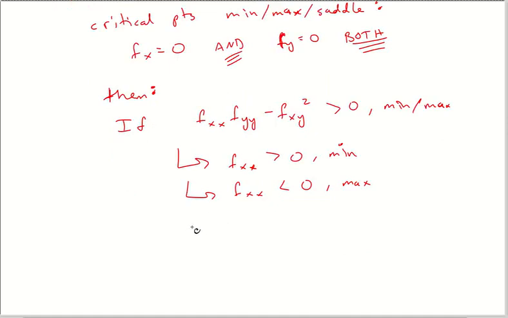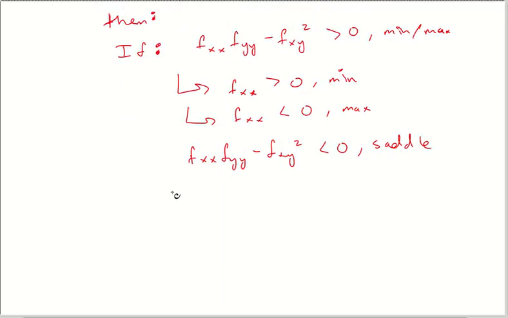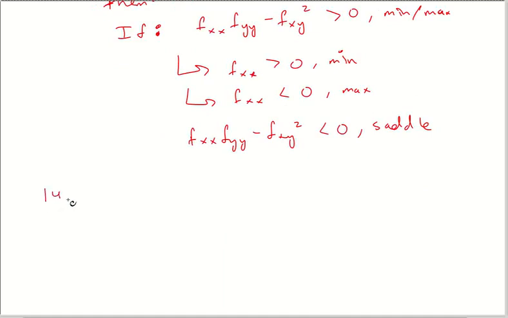Here's the other one: if f sub xx times f sub yy minus f sub xy squared is less than 0, this actually ends up being a saddle, and then you're done. So pretty interesting setup here. We've got our main formula, and then we might have to break it down or not, depending. All right, lots of problems up ahead.